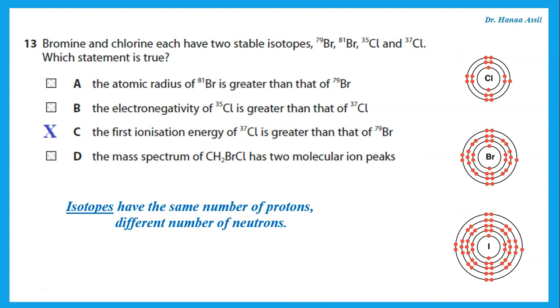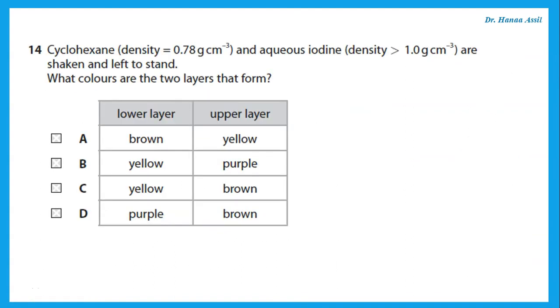But this is basically because we're comparing chlorine to bromine. We're not comparing the isotopes of bromine or the isotopes of chlorine. So both isotopes of chlorine will have the same first ionization energy, and both isotopes of bromine would have the same ionization energy. But comparing chlorine to bromine, you should realize that the electron in chlorine is nearer to the nucleus, more strongly attracted, so needs more energy to be removed.